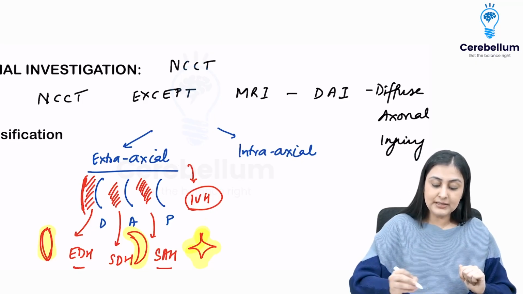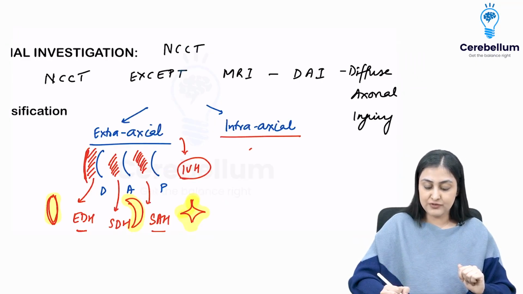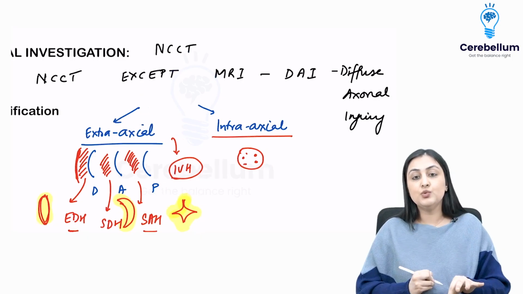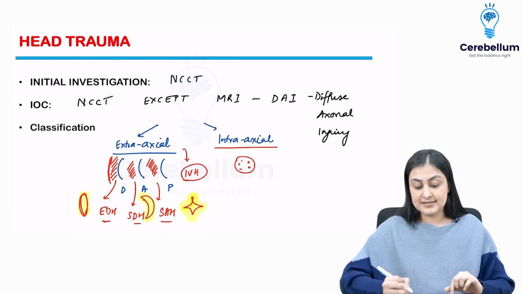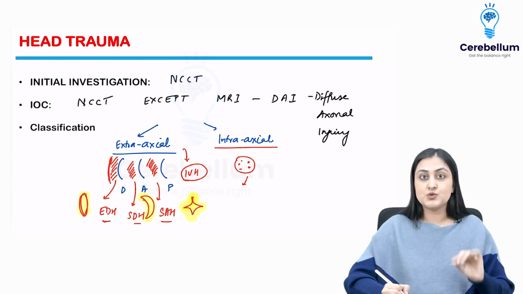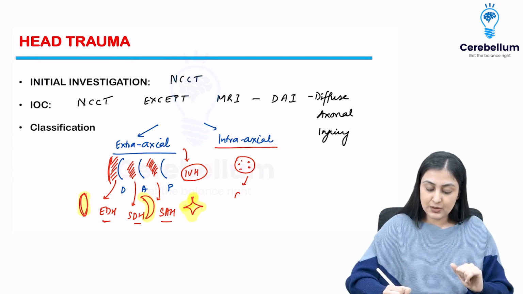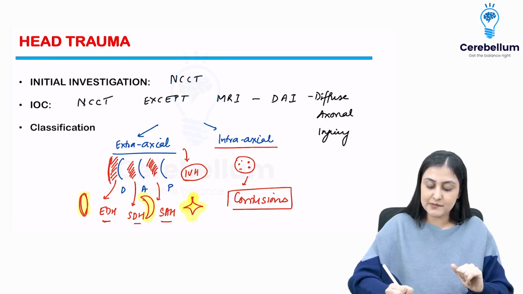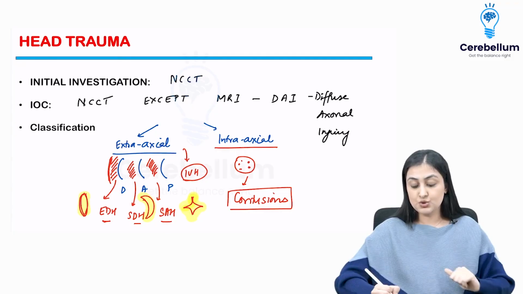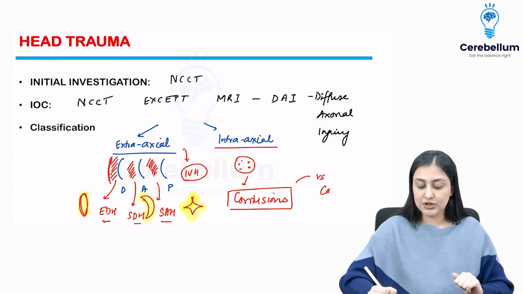Then within the brain, when you see bleeding, so if this is the brain and you are seeing these bleeding foci, you want to see the size. If there are large bleedings with heterogeneous edema surrounding them, we call that contusions. That is called cerebral contusion. Please do not confuse this with concussion.